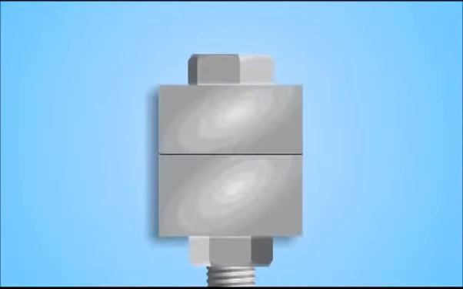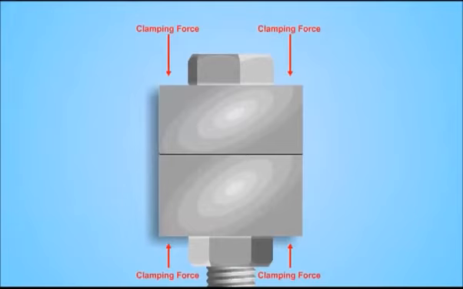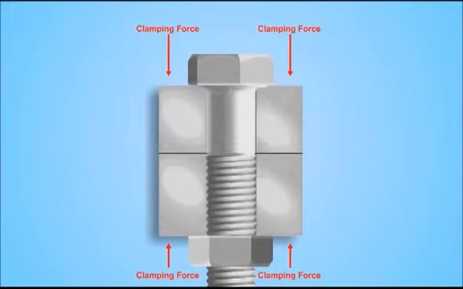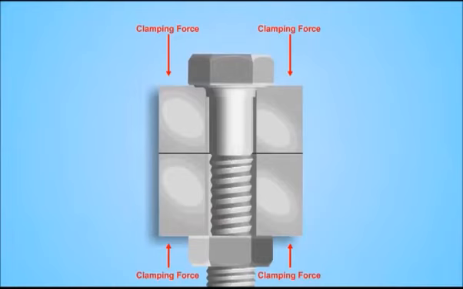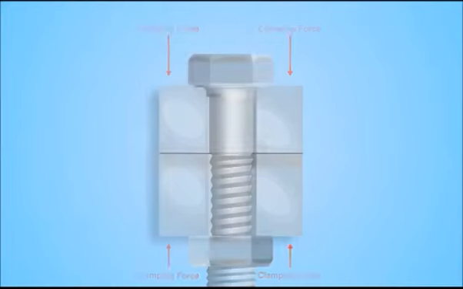When we apply torque to a fastener, we increase its clamping force on the objects being fastened. In order for that fastener to provide that clamping force, it has to stretch. It's this stretching that holds the parts tight like a very strong spring.